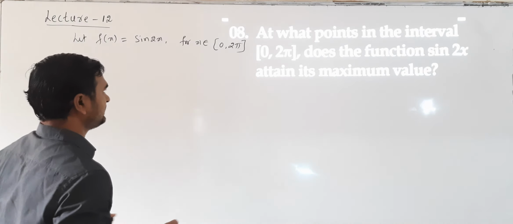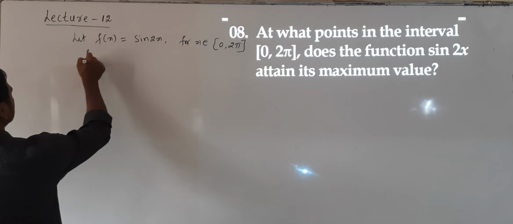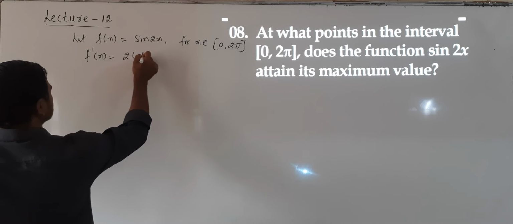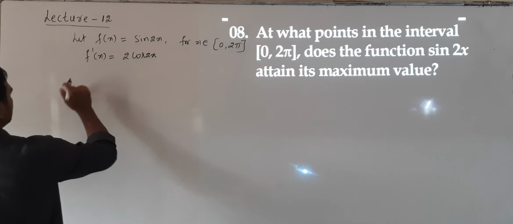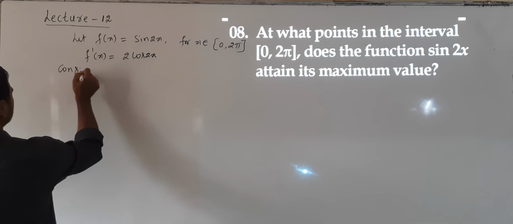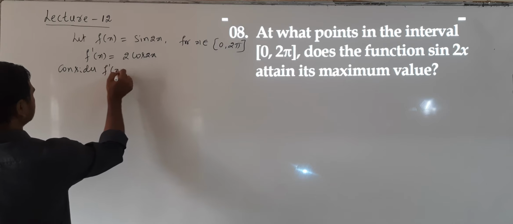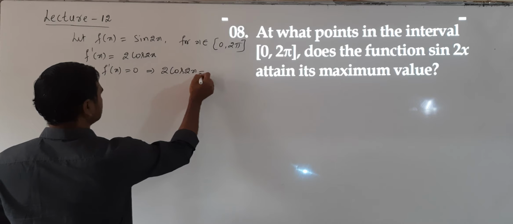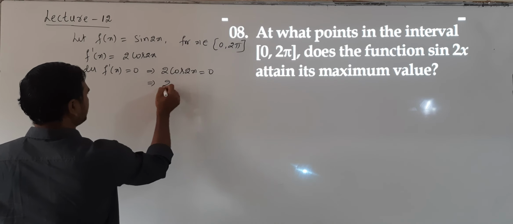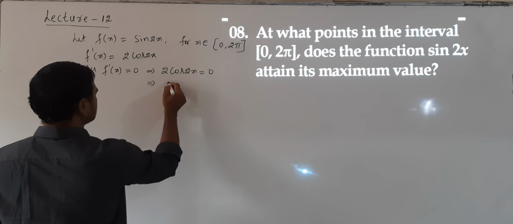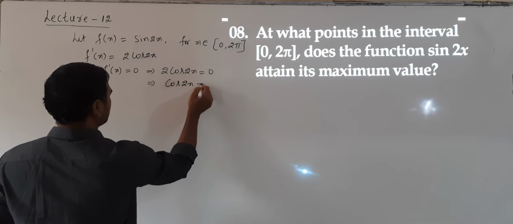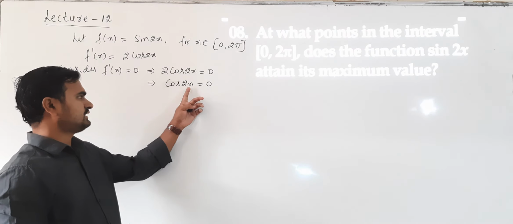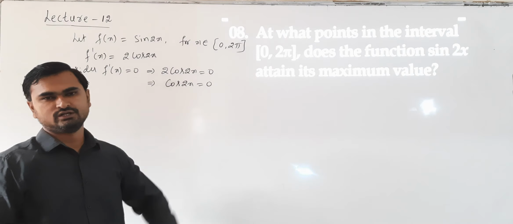Okay, so let's find the critical points first. f dash x is 2 cos 2x. So consider f dash equal to 0. So 2 cos 2x is 0. We get cos 2x is 0. So what will be 2x? Can we write only pi by 2?